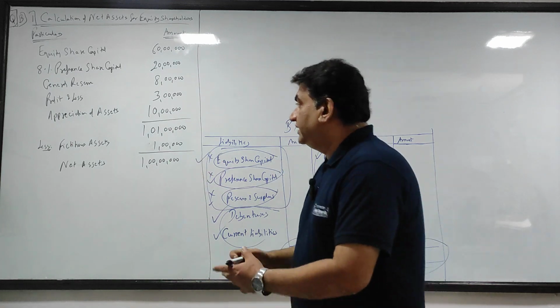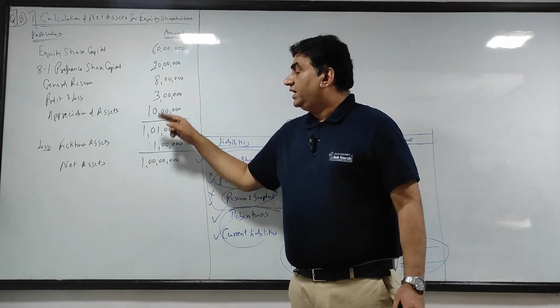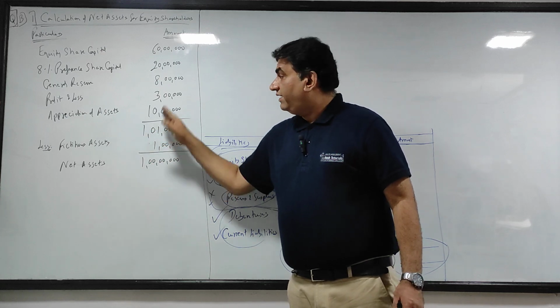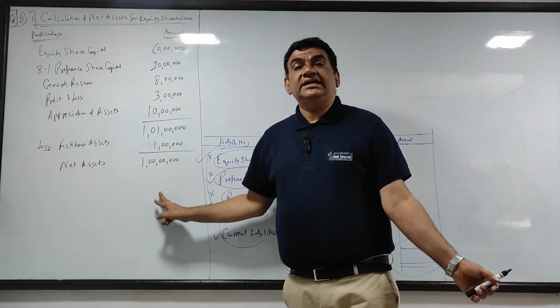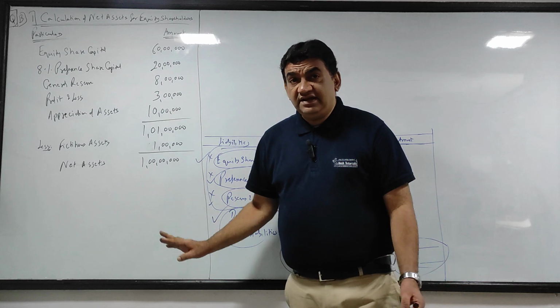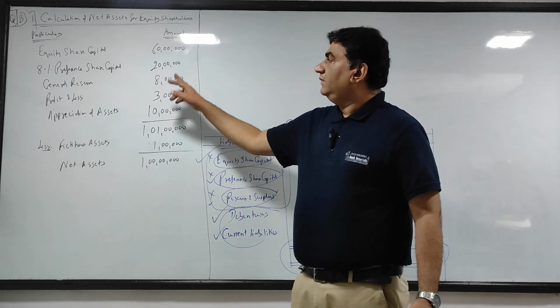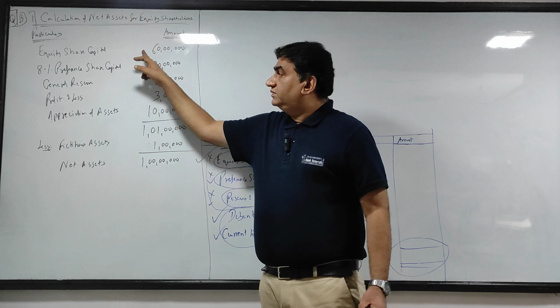Okay, I'll repeat again. You subtract fictitious assets up above, so there's no need to take a separate total. Put fictitious in brackets and straight away take the total, and you get net assets. Clear guys? Now listen, let me brush up again.